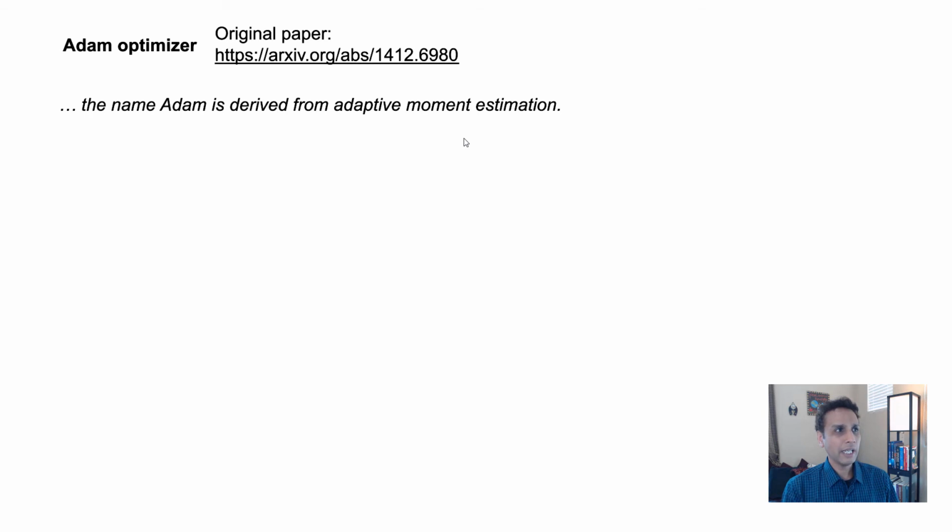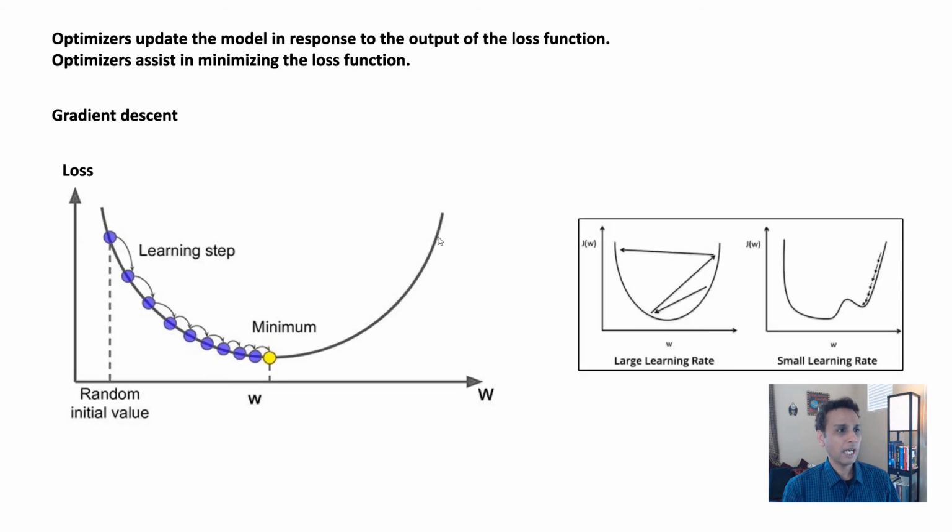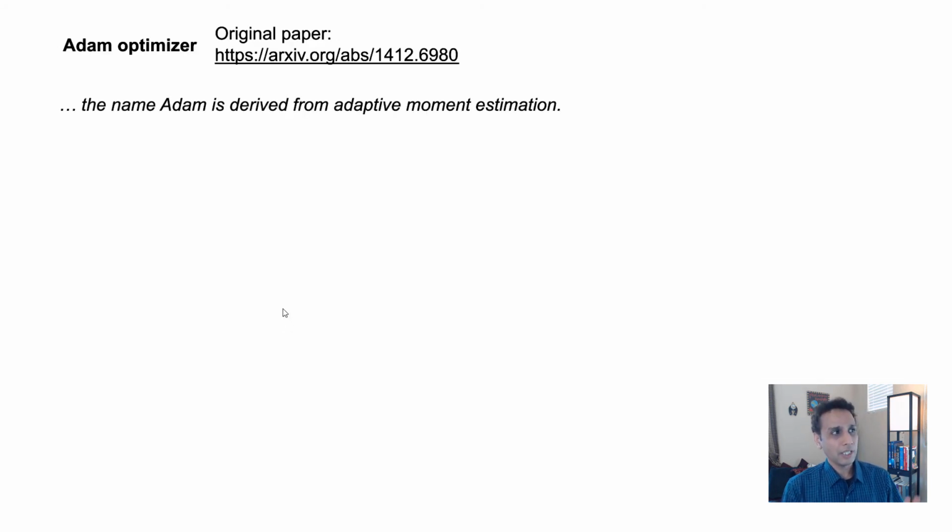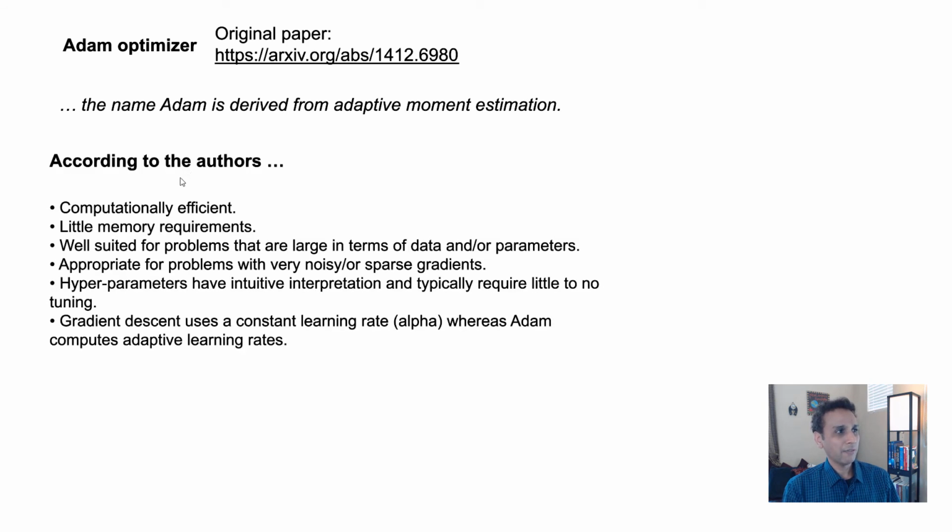And I should actually go back. One thing I should highlight here, you see this learning rate. For gradient descent, that learning rate is constant. For Adam, it's not constant, and I believe it's part of the summary that the authors put together.